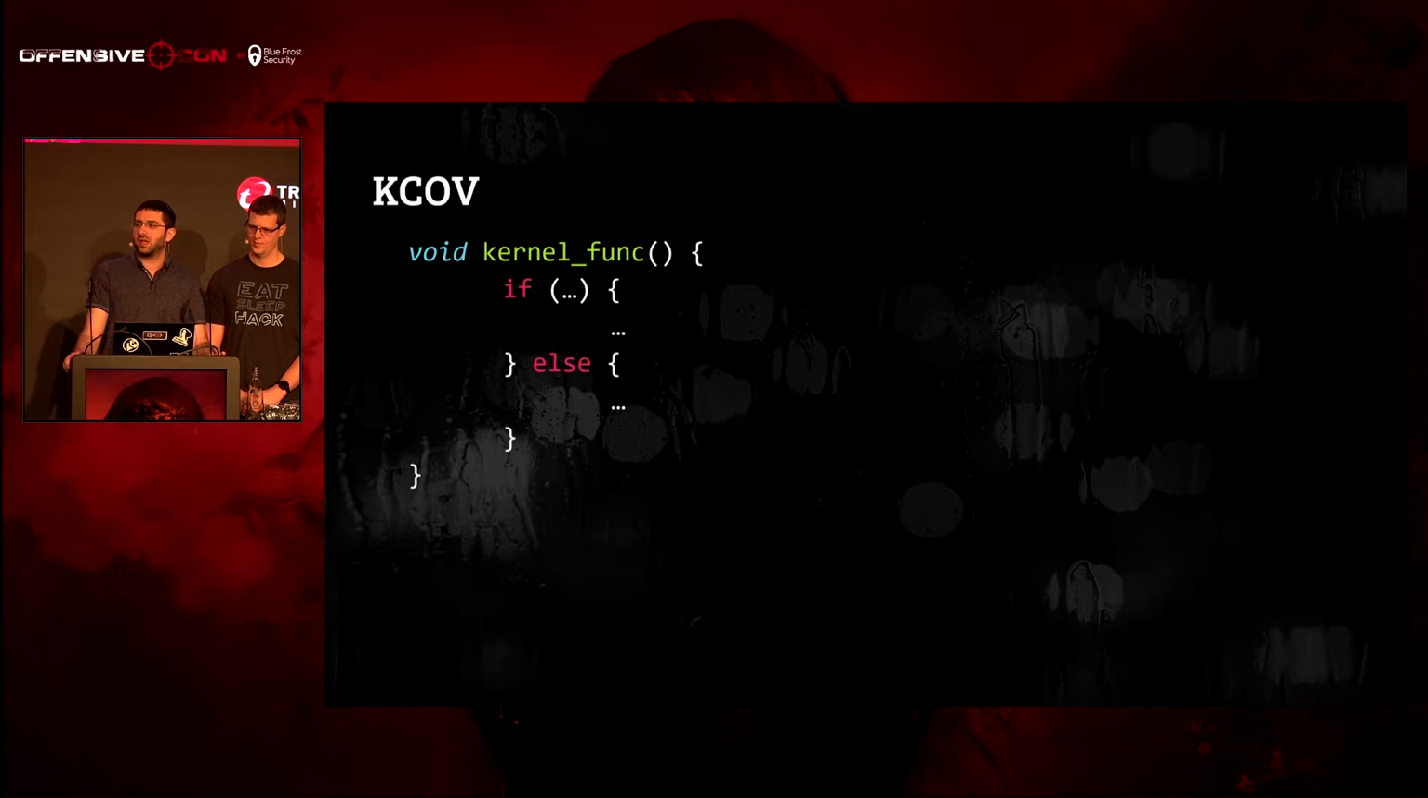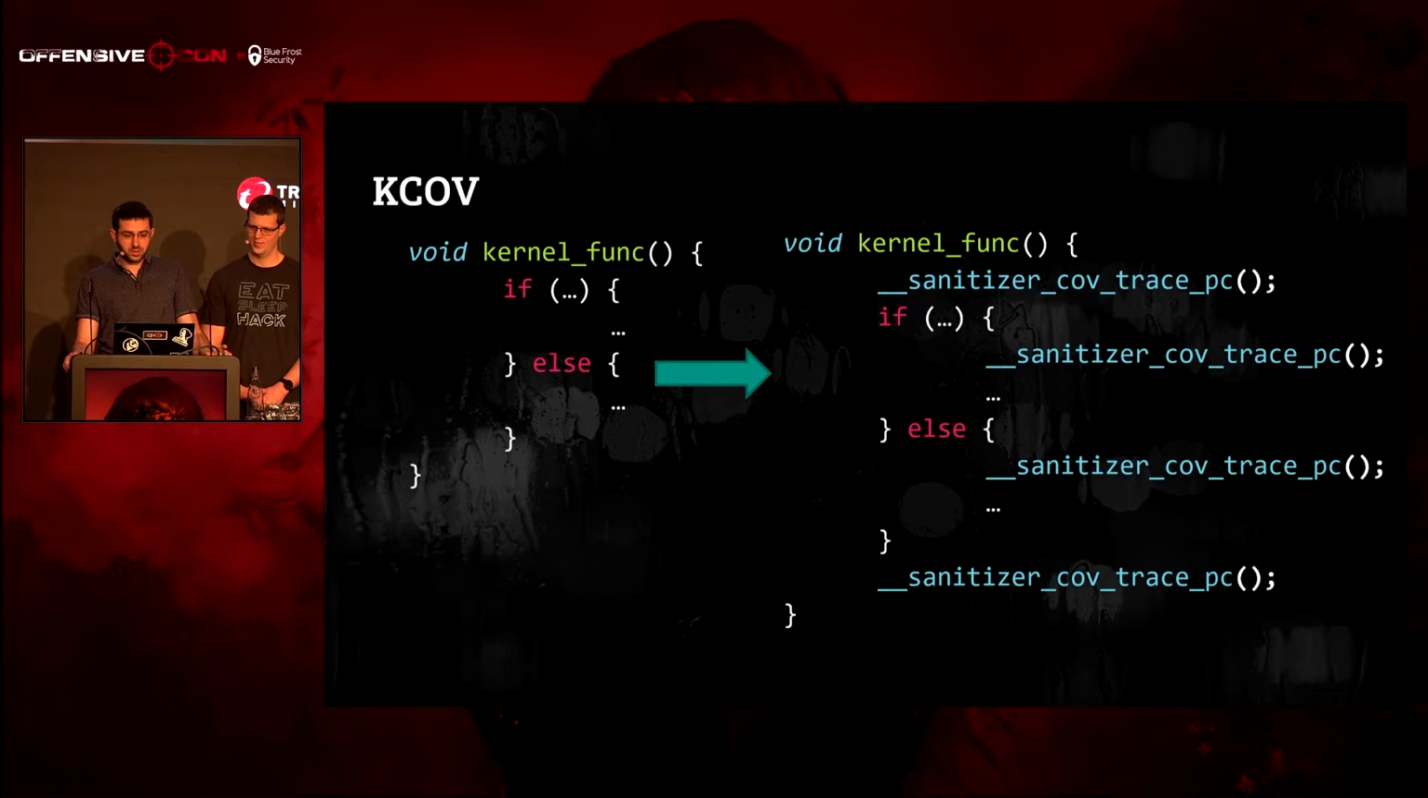Linux kernel coverage is done using kcov, which is a compile-time tracing feature. It uses the coverage sanitizer, fsanitize=trace-pc-guard. For example, we can see that kernel func has a few possible code paths. We would like to know for each path if it was visited. In order to do this, the compiler will add instrumentation to each basic block, which will call a callback function that saves the instruction pointer to a per-thread buffer.